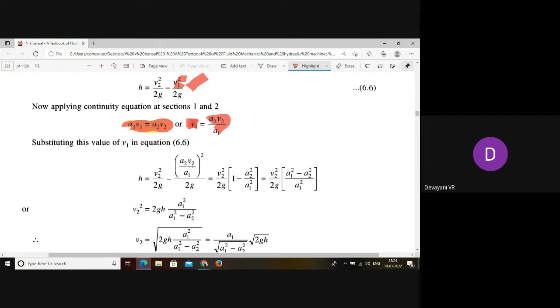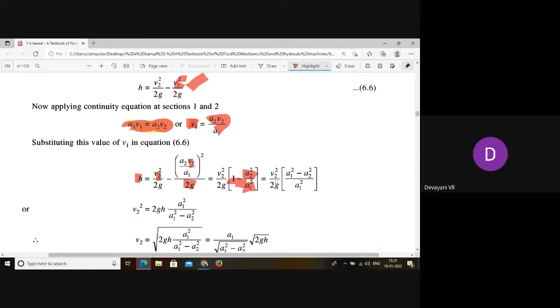And of course, we can take V2 square by 2g as common. So here also we have V2 square by 2g, and here also we have V2 square by 2g. By taking V2 square by 2g as common, the equation will be V2 square by 2g into (1 minus A2 square by A1 square). And also we can write it as V2 square by 2g into (A1 square minus A2 square) by A1 square, by taking A1 square as LCM. So here the equation will be H equals V2 square by 2g into (A1 square minus A2 square) by A1 square.